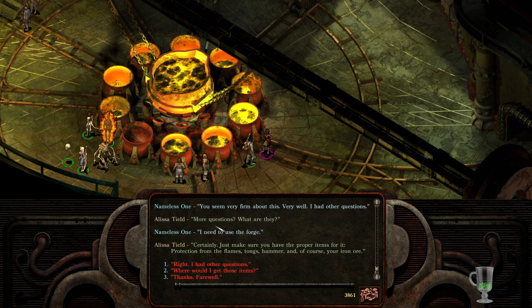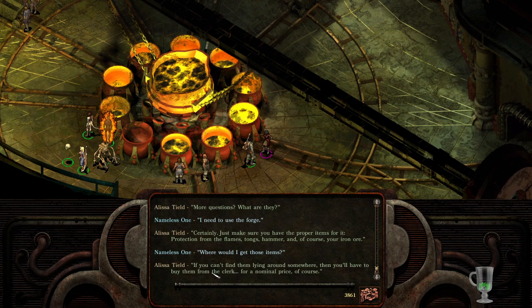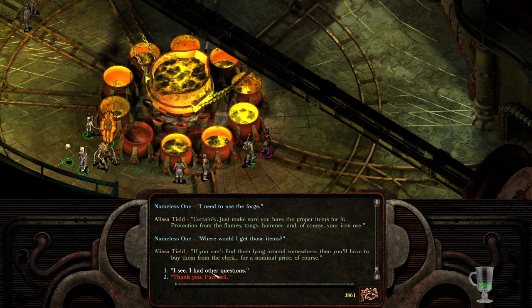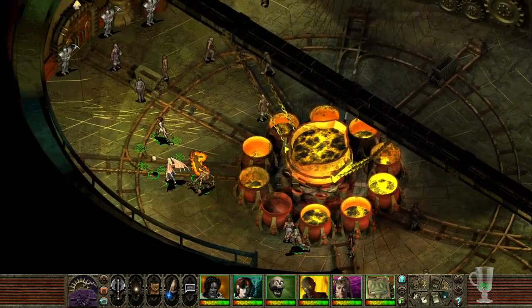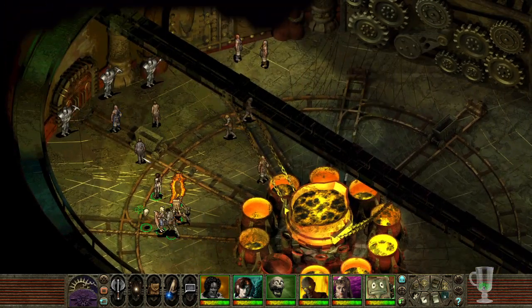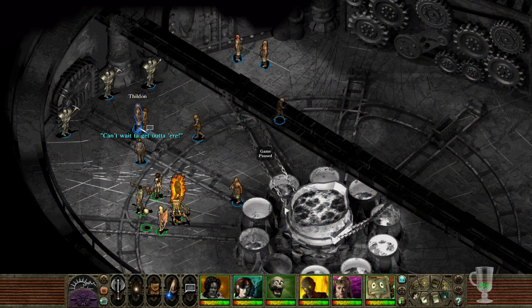I need to use the forge. Certainly, just make sure you have the proper items for it. Protection from the flames, tongs, hammers, of course, your iron. Where would I get them? Then you'll have to buy them from the clerk for a nominal price. So I'm just gonna keep looking for the person that holds iron. Tilden? Tilden!